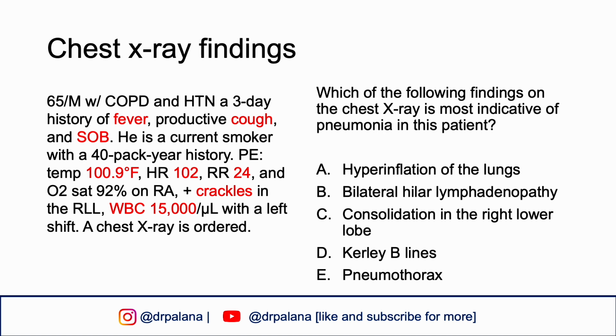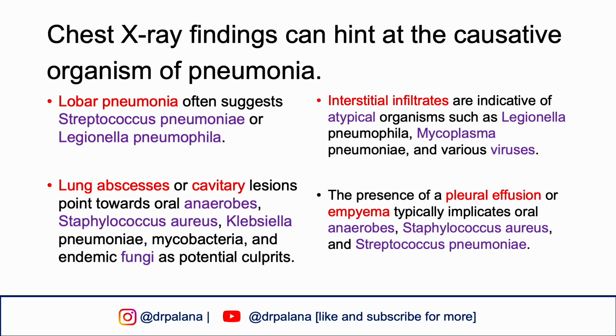Hyperinflation of the lungs is more characteristic of COPD or asthma exacerbation. Bilateral hilar lymphadenopathy is more suggestive of conditions like sarcoidosis or lymphoma. Kerley B lines are associated with interstitial edema and are commonly seen in heart failure. Pneumothorax is characterized by the presence of air or gas in the pleural space and would not be present with fever and leukocytosis. Chest X-ray findings can provide a hint at the causative organisms of pneumonia.